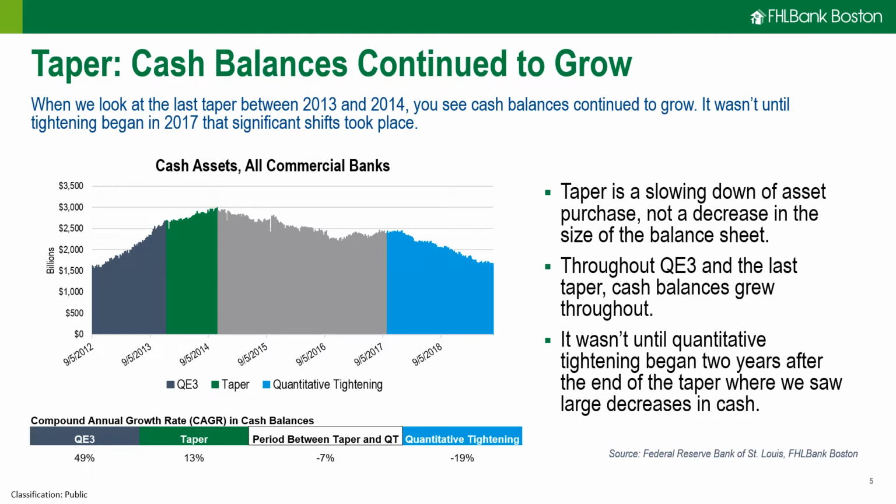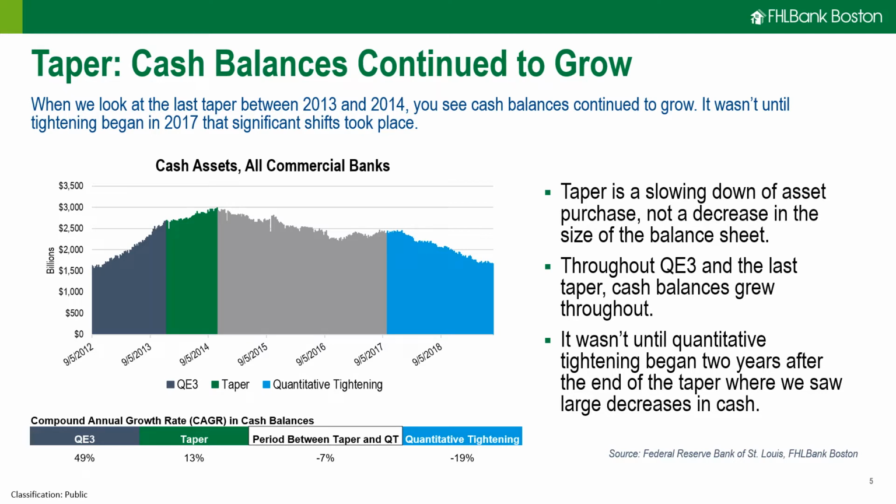So cash grew quite a bit during quantitative easing. If you look at the bottom chart here, you see a compound annual growth rate of 49%. So no doubt cash balances grew. There's some expectation that with a taper, cash could potentially flood out. But if you look back at 2013, 2014, 2015, it's not necessarily the case.